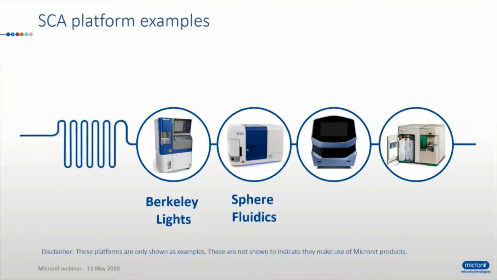Some platform examples. Again, this list is not comprehensive, but it shows some of the market players out there which offer these kinds of platforms to analyze and to isolate cells. Berkeley Lights has a very nice platform to manipulate cells on a singular level. Sphere Fluidics, Fluidigm, Bio-Rad, and there are a number of more companies that I'll show in the next slide that offer these kinds of single cell analysis tools.